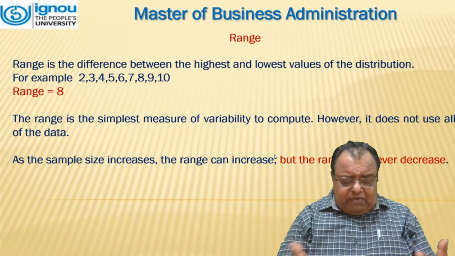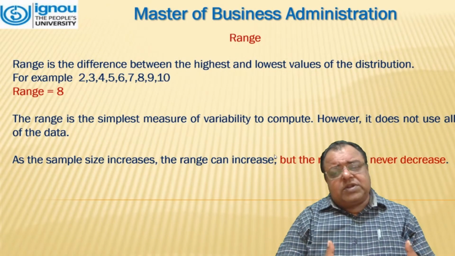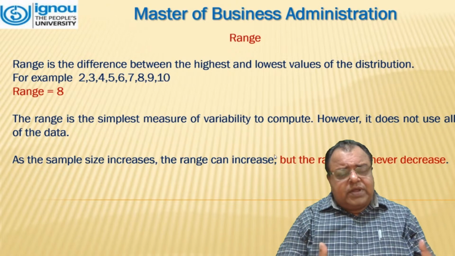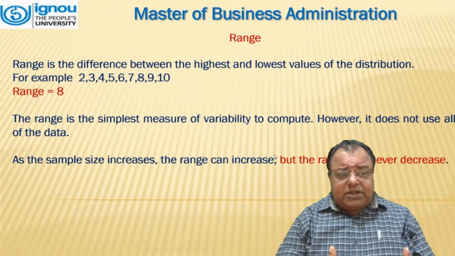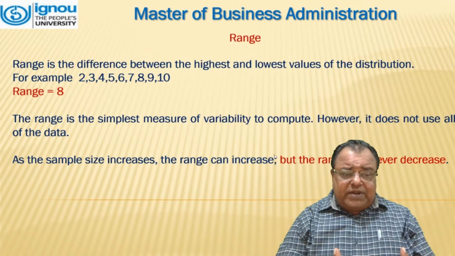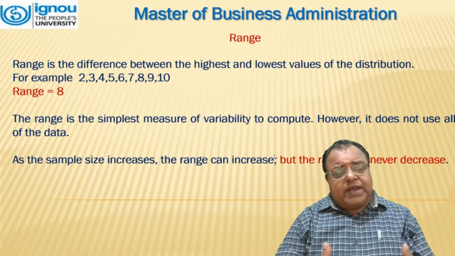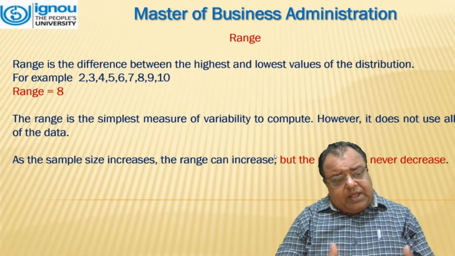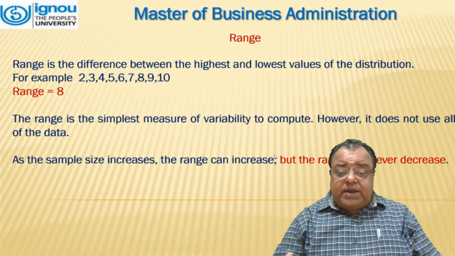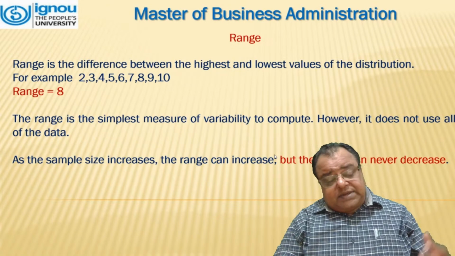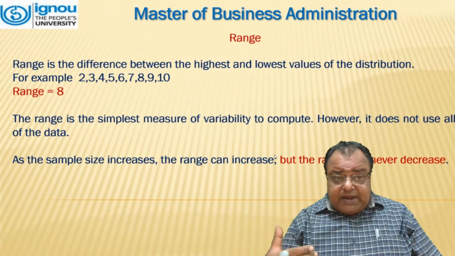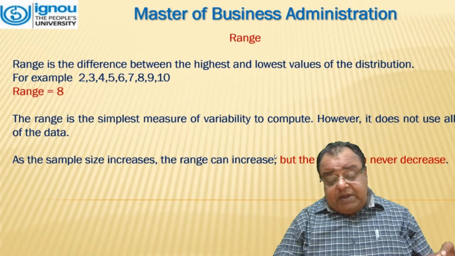Range is basically the difference between the highest and the lowest value of the distribution. If we take an example of numbers 2, 3, 4, 5, 6, 7, 8, 9, 10, the smallest number is 2 and the highest value is 10. The difference, 10 minus 2, is 8. That means the range is 8. The range is the simplest measure of variability to compute. However, it does not use all of the data. As the sample size increases, the range can increase, but the range can never decrease.